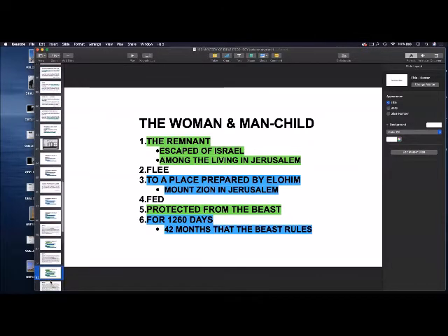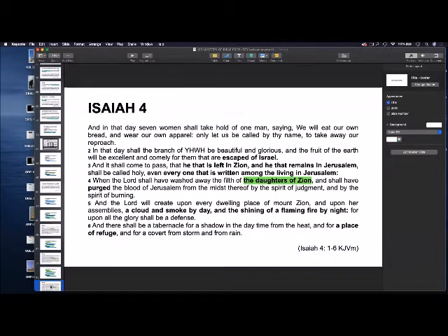When Yahweh shall have washed away the filth of the daughters of Zion, and shall have purged the blood of Jerusalem from the midst thereof by the spirit of judgment, and by the spirit of burning. And Yahweh will create upon every dwelling place of Mount Zion and upon her assemblies a cloud of smoke by day, and the shining of a flaming fire by night. For upon all the glory shall be a defense. And there shall be a tabernacle for a shadow in the daytime from the heat, and for a place of refuge, and for a covert from storm and from rain. Isaiah 4:1-6. So there, one of these women are recognized by Isaiah as the daughters of Zion.